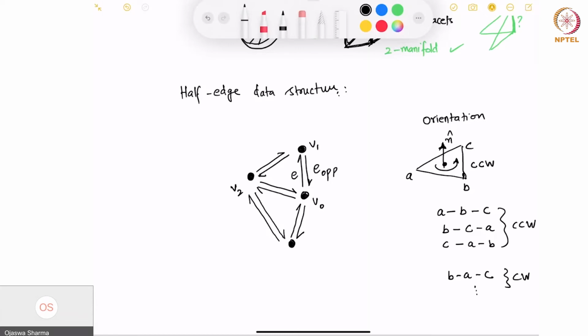Yes, sir. Sir, what is the context behind talking about orientation? Vignesh, I can't hear you. Could you please speak a bit louder? Sir, what is the context behind talking about orientation while explaining this? Yeah, I'm coming to that.